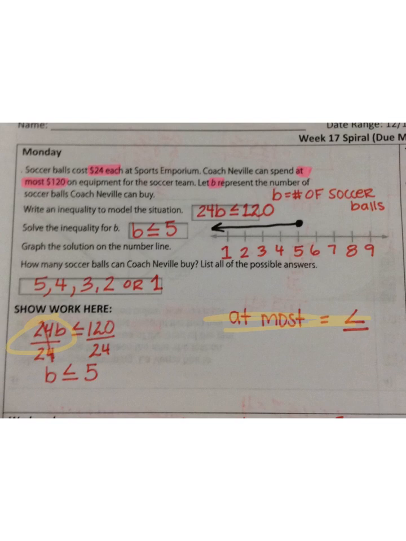Down here again where I was showing my work, when you have a coefficient right there, you're going to do the opposite of multiplication, divide by 24 on each side, and I got B is less than or equal to 5. So that's a closed circle going to the left. So with how many soccer balls can he buy? Since it's less than or equal to, that means he could get 5, 4, 3, 2, or 1.